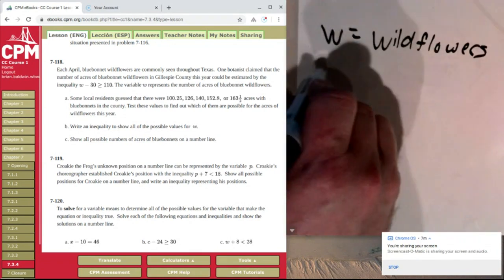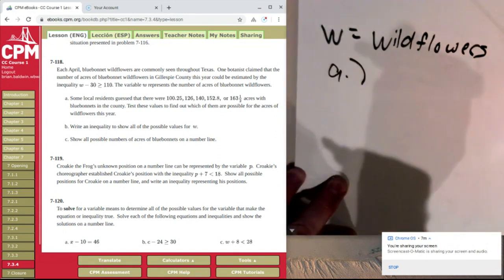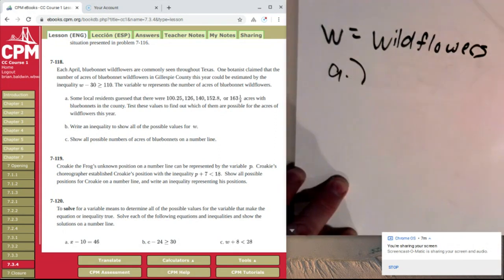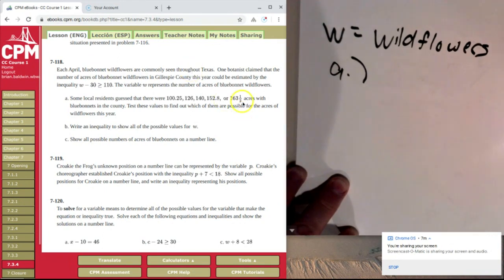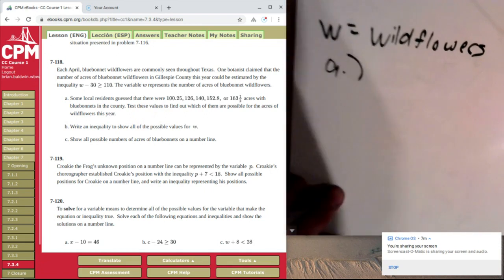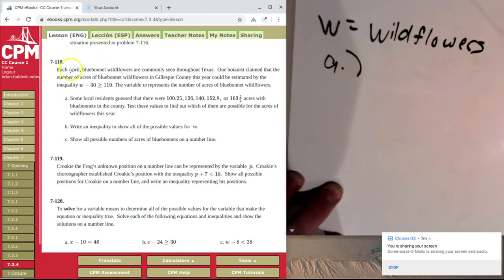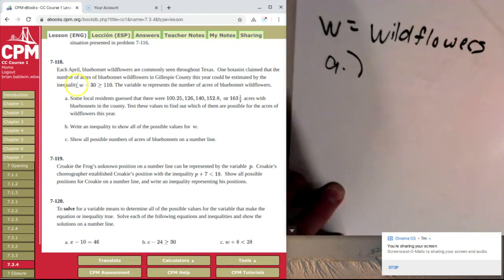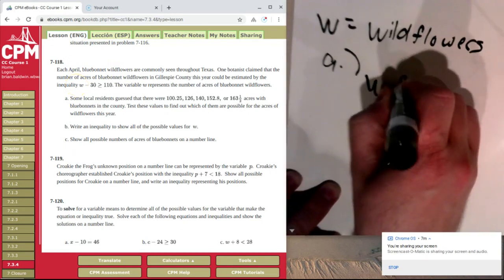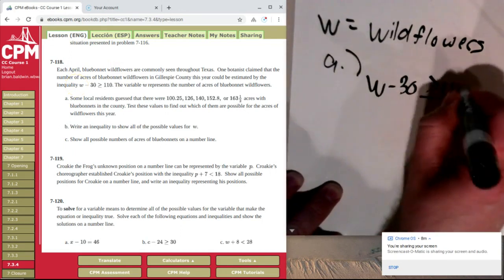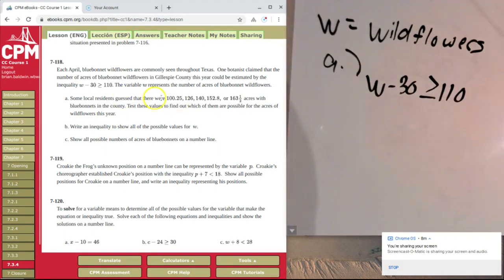So letter A reads, some local residents guessed that there were 125 hundredths, 126, 140, 152.8, or 163.5 acres with bluebonnets in the county. Test these values, meaning plug them in, and see which of them are possible for the number of acres of wildflowers this year. So in the problem right up here, they give us the inequality that these residents used. W minus 30 is greater than or equal to 110. So they want us to test these numbers out.